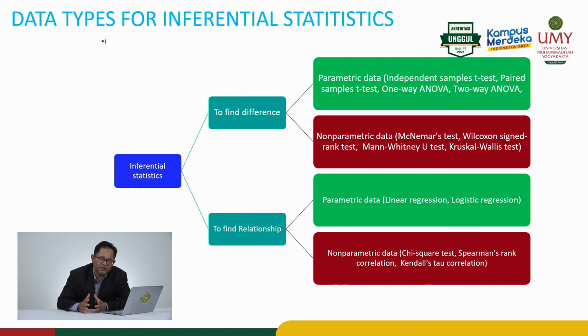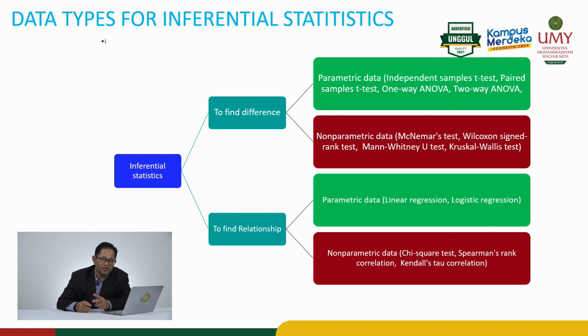There are two types of inferential statistic. The first one is to find the difference, and the second one is to find the relationship. If you are finding the difference, usually if you have the data to find difference, you will choose certain ways to make analysis.